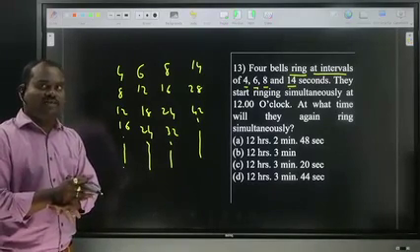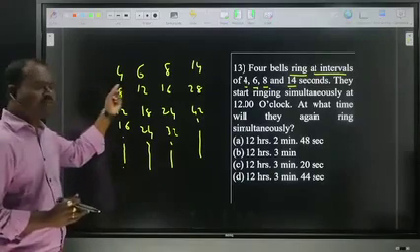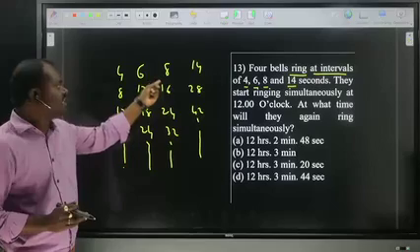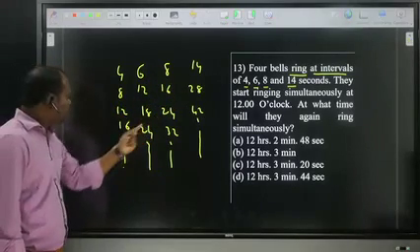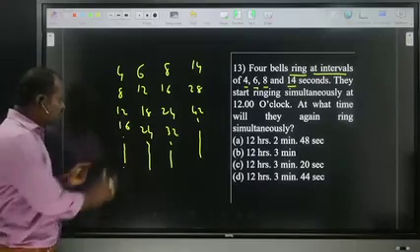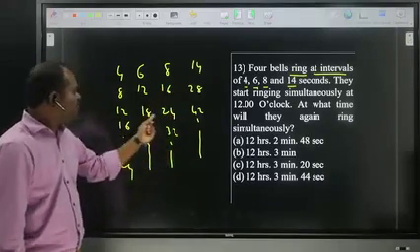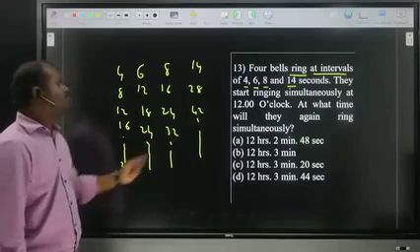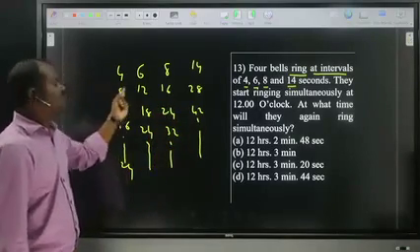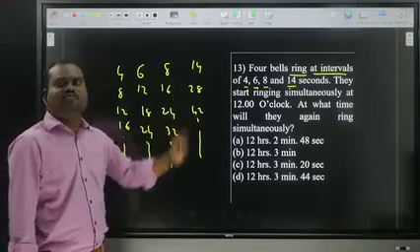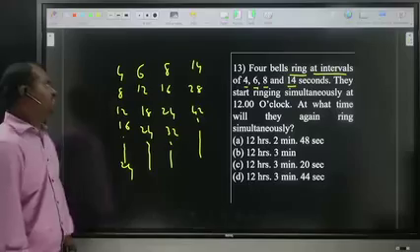That particular number should be in the 4 table, the 6 table, the 8 table, and the 14 table. If you take the value 24, it is there in the 4, 6 and 8 tables, but in 14 we can't get that number. We have to get it in all the tables, which is nothing but the LCM.